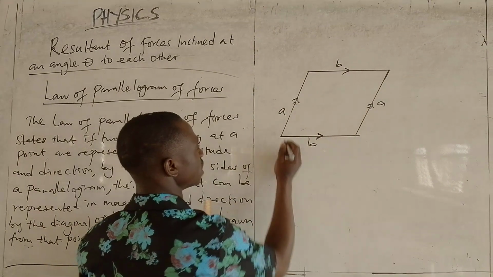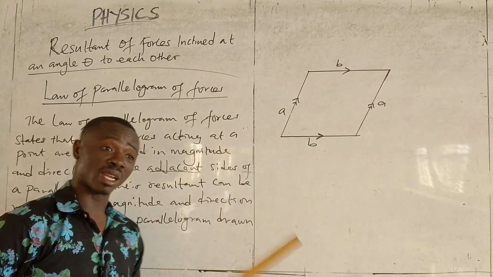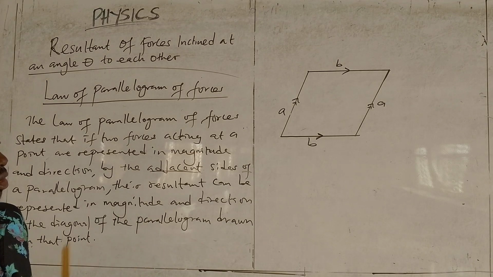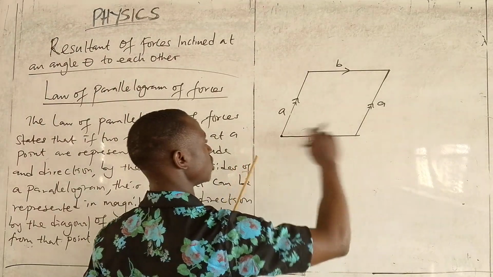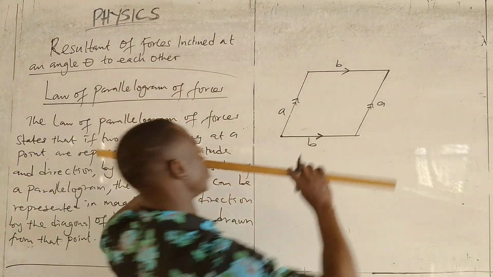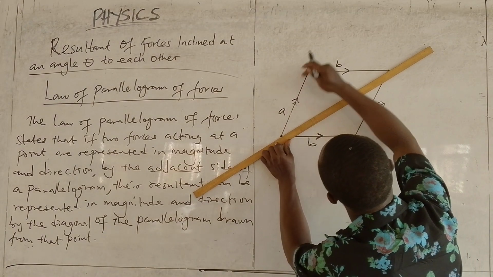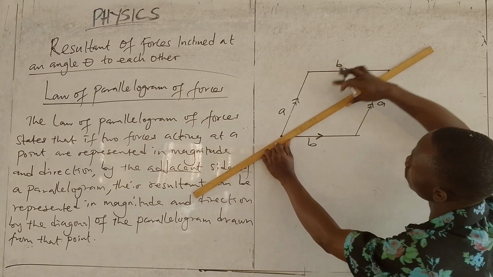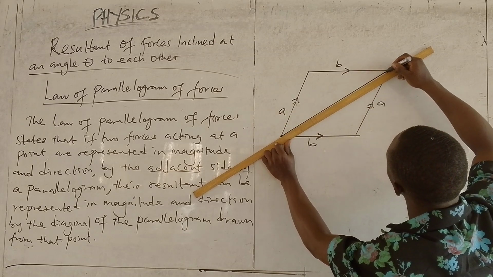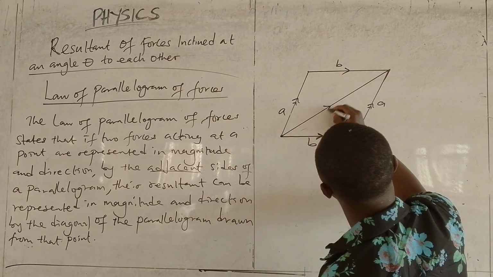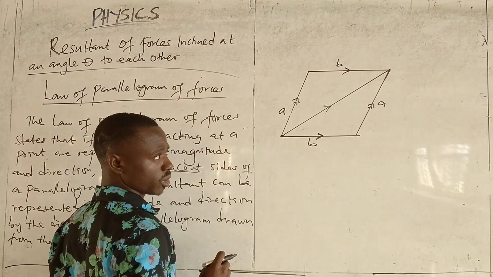Now, it says the resultant can also be represented in magnitude and direction by the diagonal of the parallelogram drawn from that point. Assuming this is the point where the two forces are acting, one is acting towards here, the other is acting towards here. Then you draw the diagonal. This parallelogram has two diagonals. You can draw one here, you can also draw one here, but you draw from the point where they are acting. So this is the resultant now. The resultant is also acting from where? From here. Are you following?